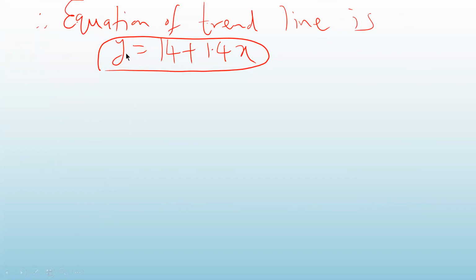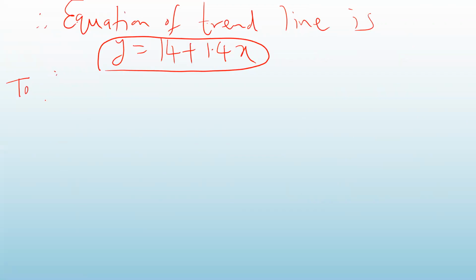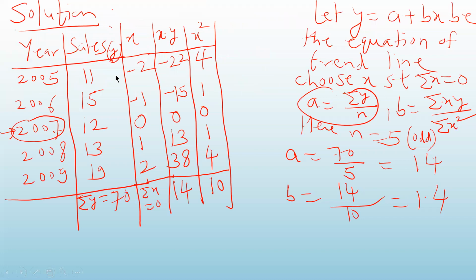Now by making use of this equation, you can find the trend value for every year. For example, if you want to find the trend value for the year 2005, you have to see what is the value of x corresponding to the year 2005. It is -2. That means to find the trend value for the year 2005, put x equal to -2.